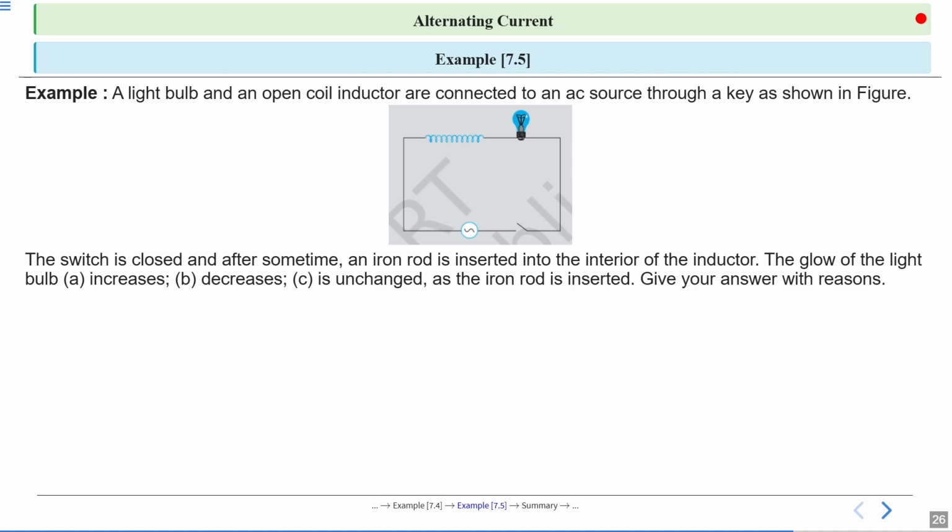So the switch is closed and after some time an iron rod is inserted in the interior of the inductor. Does the glow of the bulb increase, decrease, or remain unchanged as the iron rod is inserted? Which option is correct among these three options? Give your answer with reasons. So let's see.